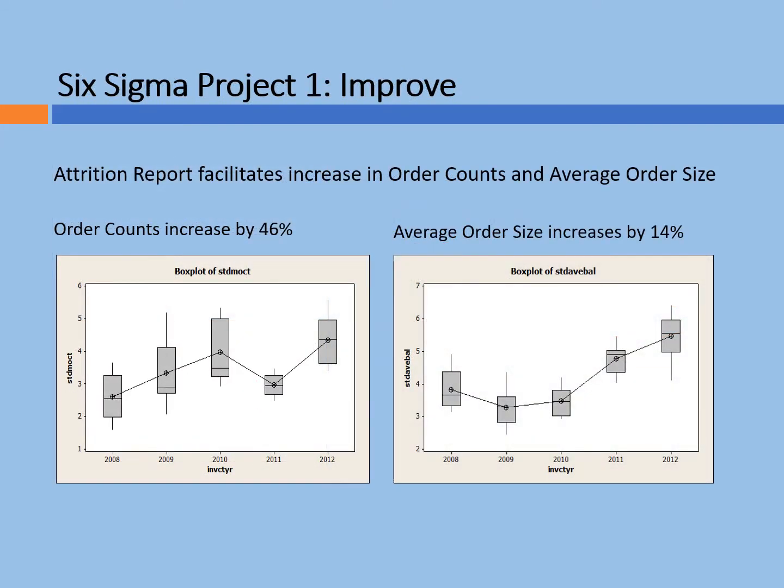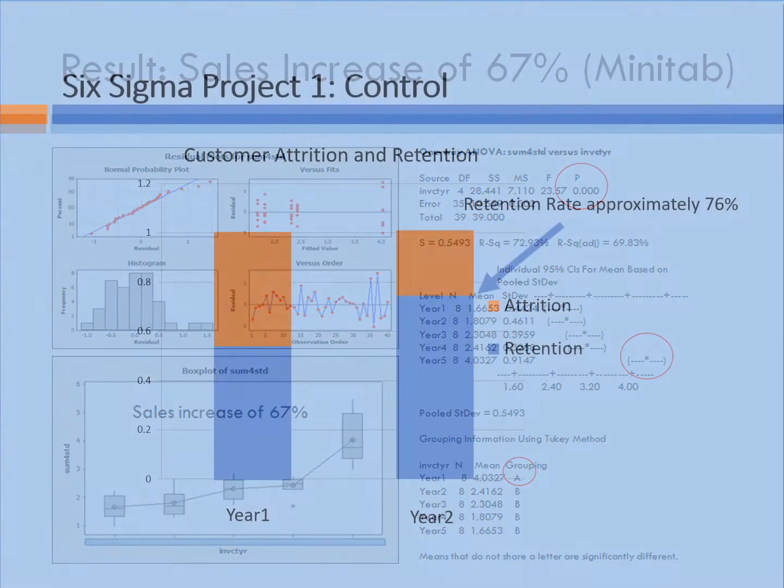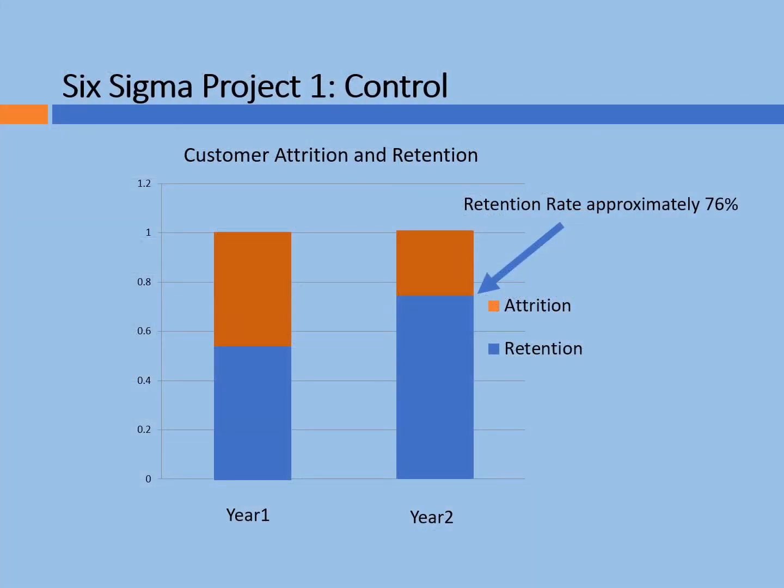The effect resulted in a 46% increase in order counts and a 14% increase in order size. This was accompanied by a 67% increase in sales over prior year. These graphs and tables are examples of some of the quantitative tools used in Six Sigma continuous quality improvement. There is a high probability that the intervention is associated with a significant increase in customer retention.